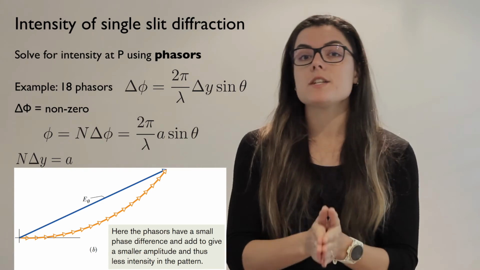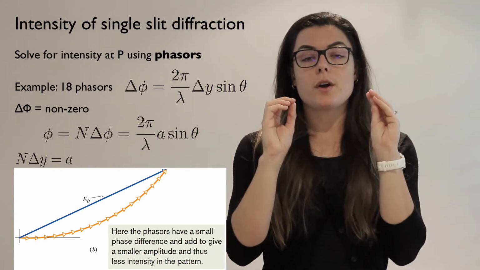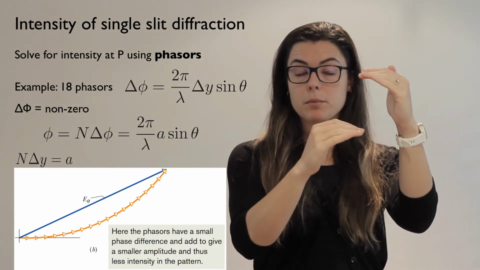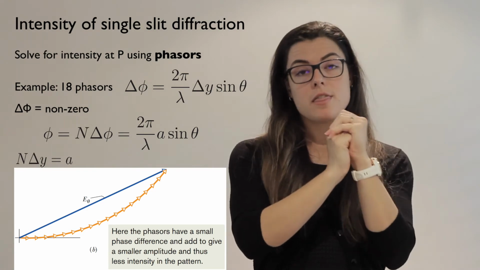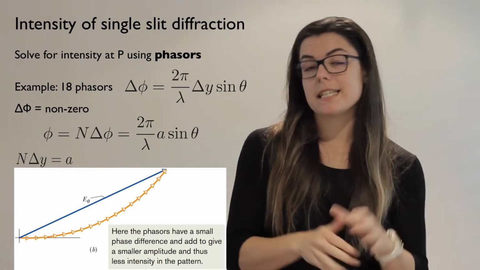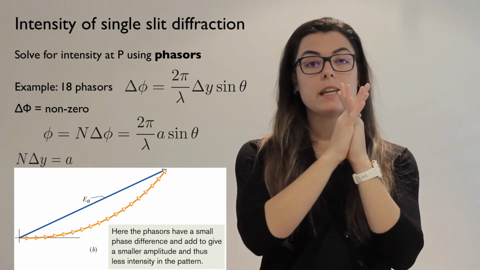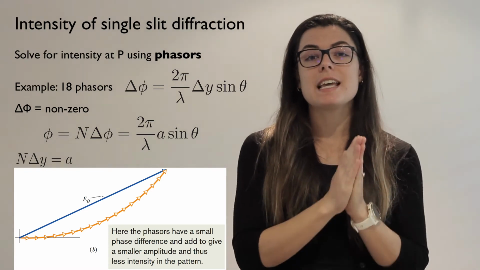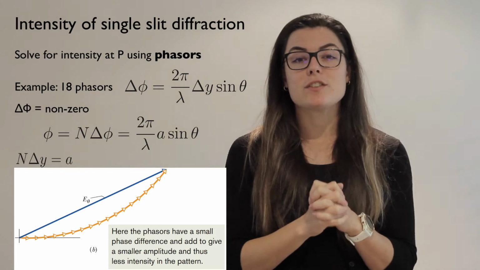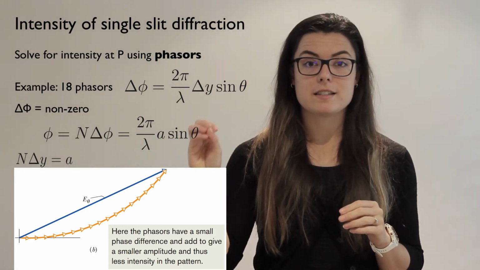So from our equation, we can see that we can simplify it even more. Remember, we broke our single slit up into N number of zones of width delta y. Therefore, we can say that N delta y equals a, being the total width of our slit. Therefore, let's simplify this equation even more: the total phase difference, after we've added up all of our phases, is going to equal 2 pi divided by lambda, a sine theta.